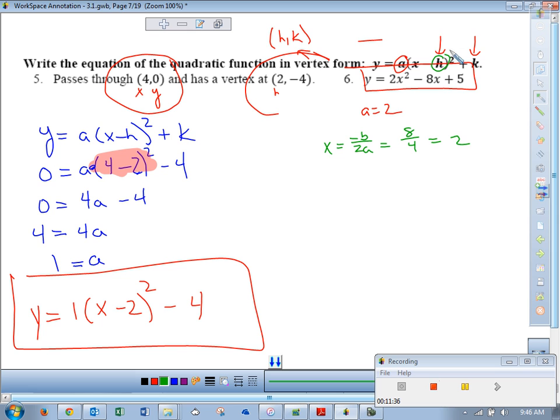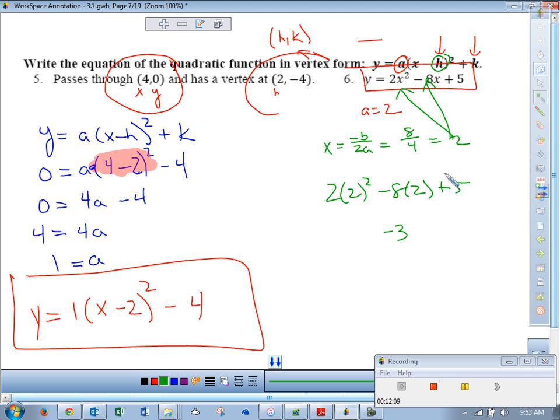Now I need to figure out the y value of the vertex. You could do it many ways. You could punch this in your graphing calculator and substitute 2 in, or you could just type in 2 times 2 squared minus 8 times 2 plus 5. You just substitute 2 in for x, because isn't that the x value of your vertex, and you're trying to find y? So do that for me. Punch that in, because I don't know what it is without looking here. So when you do that, you get negative 3.